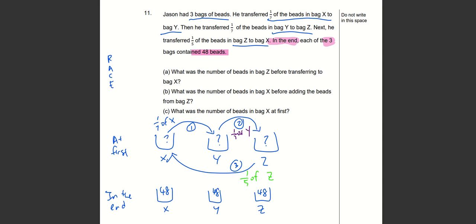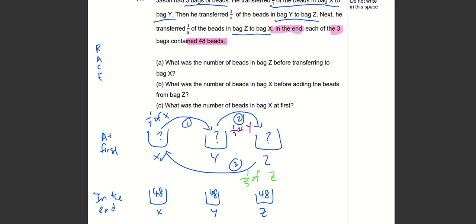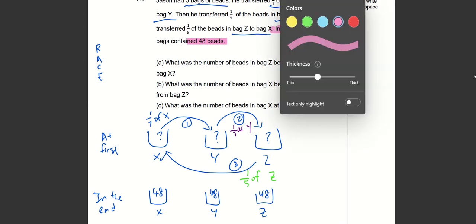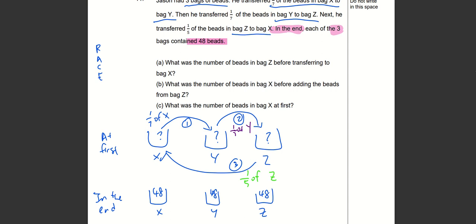Okay? So the last step of the change was actually becoming the first step of how to solve. So look at the last step again. The last step says, I have 1/5 of z given to x. Now, looking at the question here, actually the question is very helpful. It points you to see what's the number of bits in bag z before transferring to x. It's actually helping you. It tells you to focus on z first. Right? Before transferring. So focus on z.